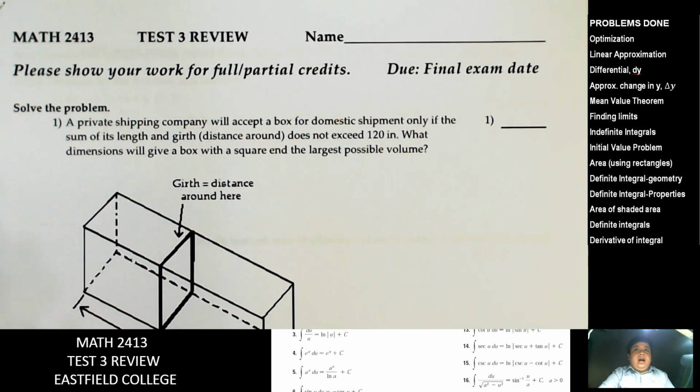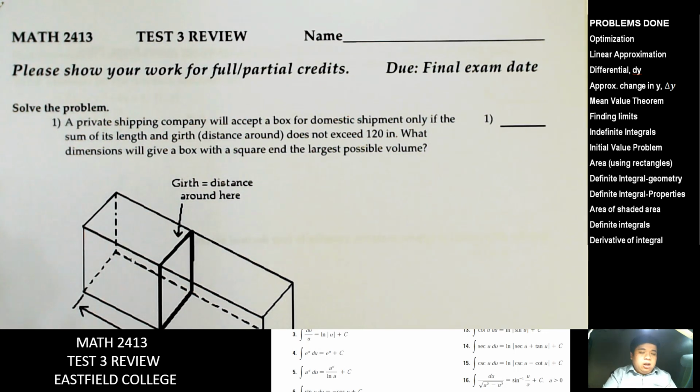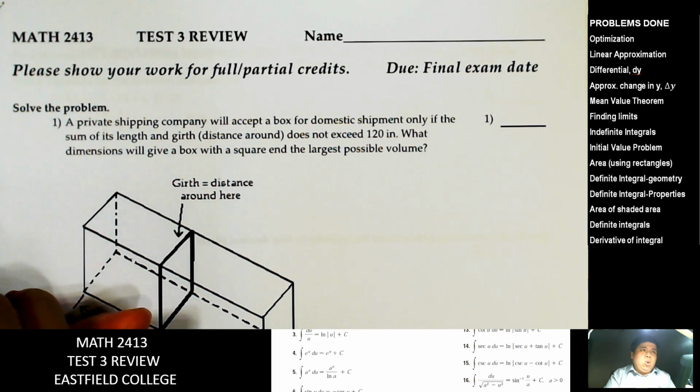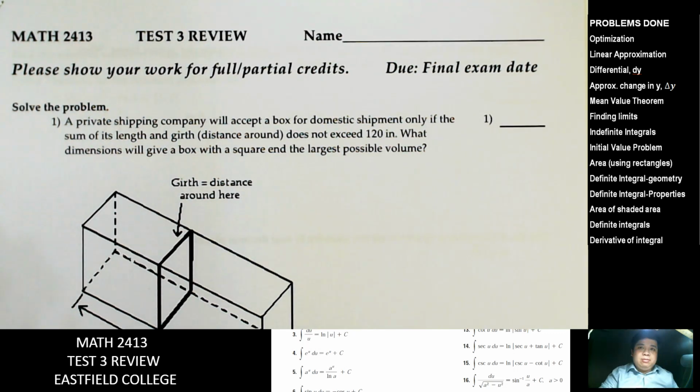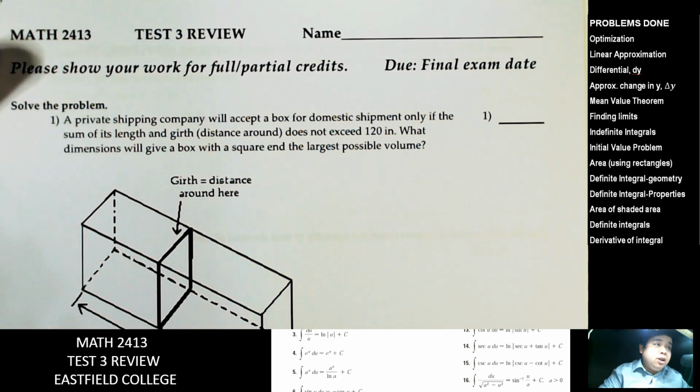As always, on the top you see the list of the topics and the questions that we're doing, and the formula will be on that side. Now just go to the first problem about optimization.